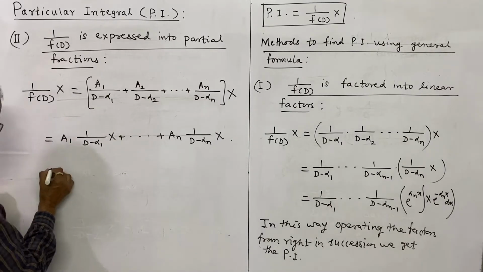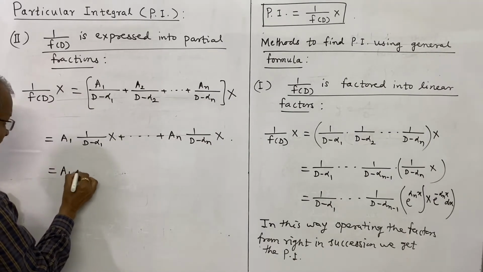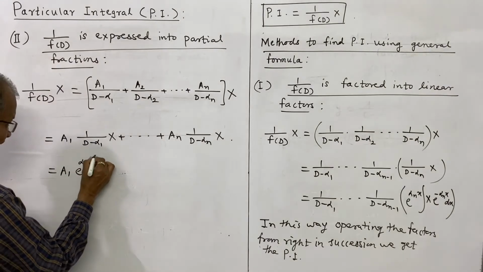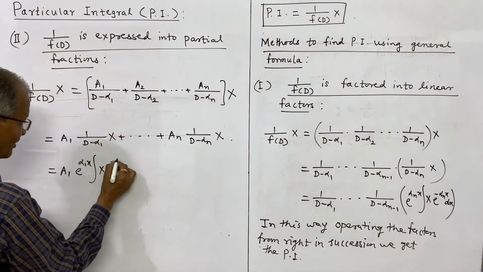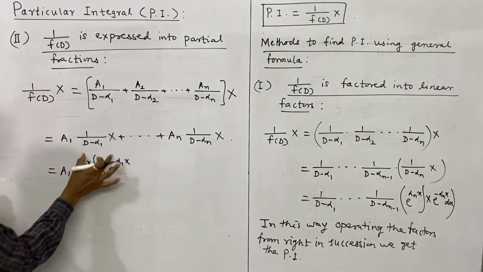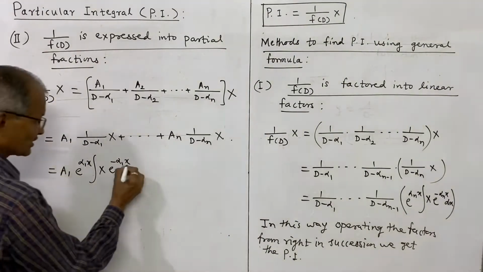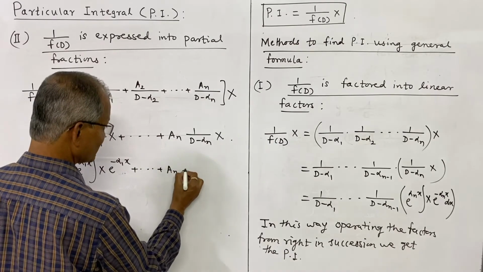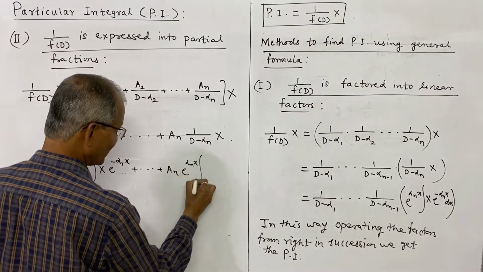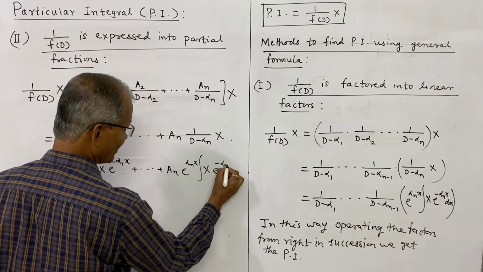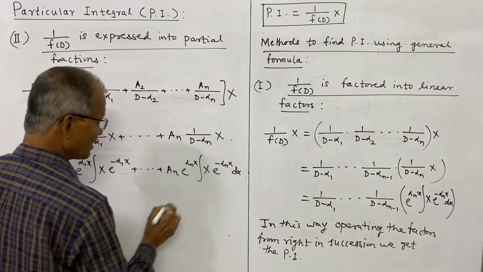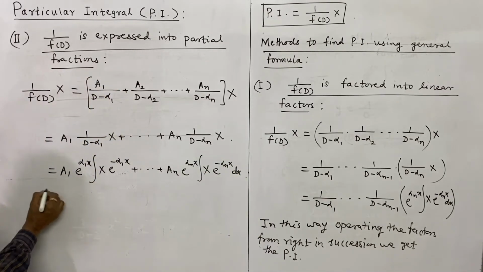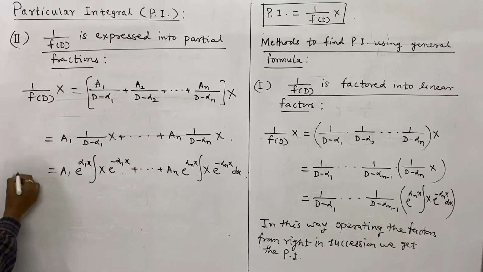And now we use the same formula. This is a1 e power alpha 1 x integral x into e power minus alpha 1 x, using the formula here, and so on. The last one will be an e power alpha n x integral x into e power minus alpha n x dx. So in this way this gives the PI.